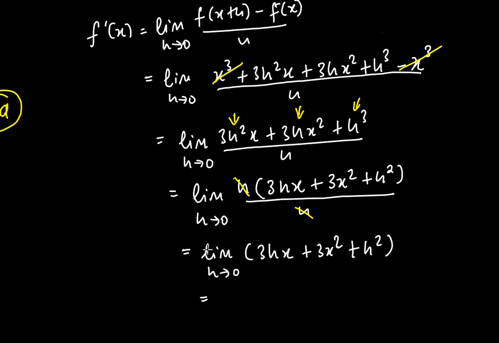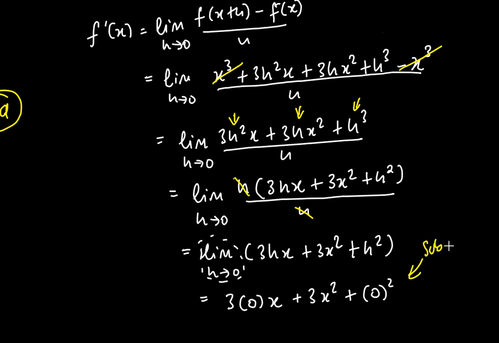When we start substituting, this disappears. This part here disappears when we substitute. So we're just going to say 3 times 0 times x, where I see h, I'm putting 0, and then I have plus 3x squared plus 0 squared. So just remember, we are substituting h as 0, and that makes this disappear. We no longer write it.